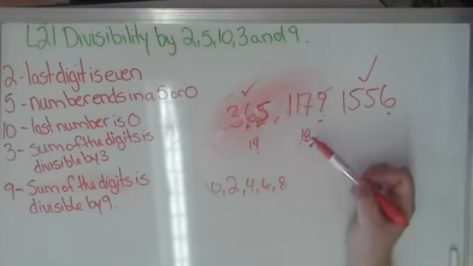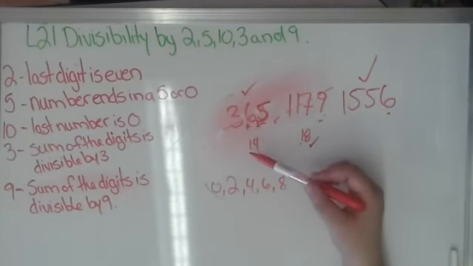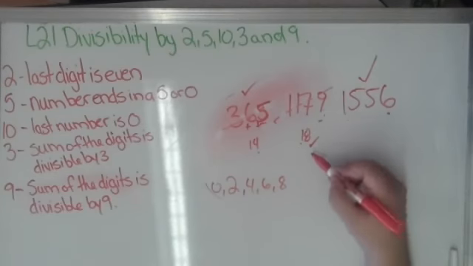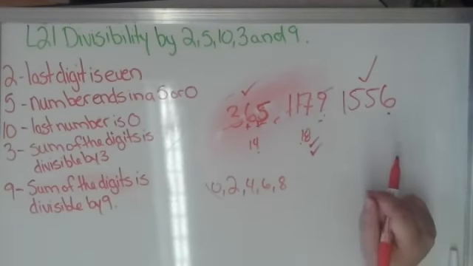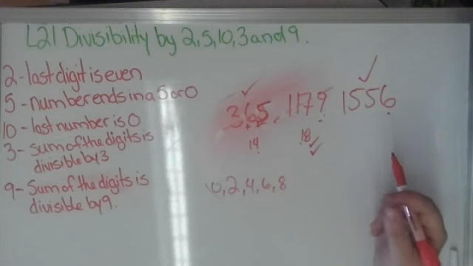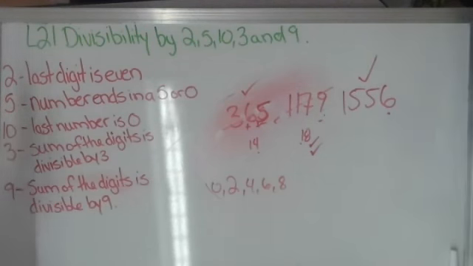For 9s, looking at my sums, is 14 divisible by 9? Nope. Is 18 divisible by 9? Yes, it is. This number is divisible by both 9 and 3. That is how you find the divisibility of all these different ones.